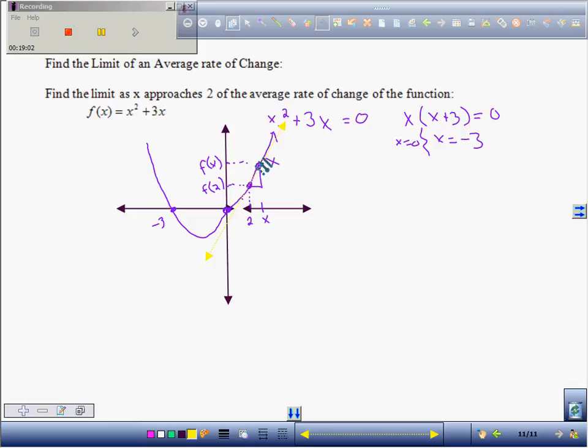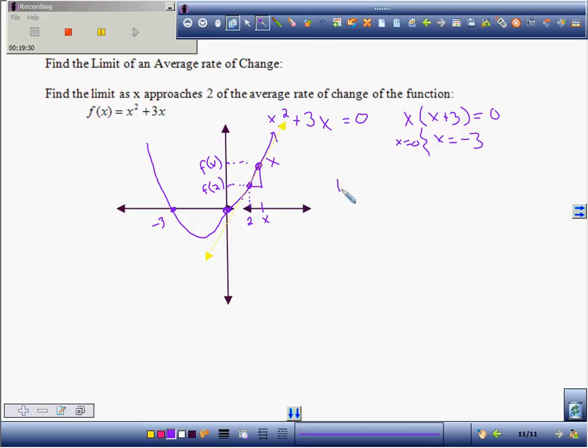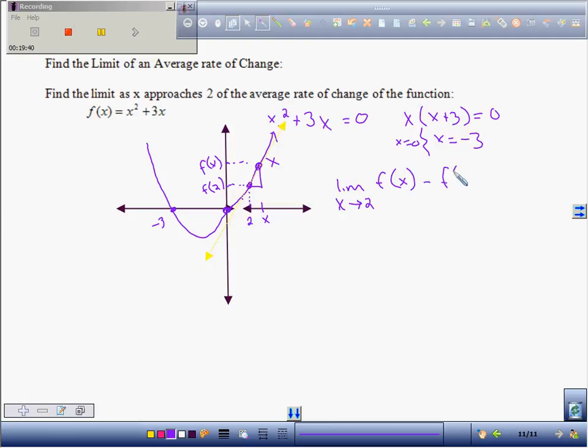Well, you're approximating the slope between these 2 points, but as this x gets closer and closer and closer to this point, I'm getting closer and closer to the exact rate of change at that point. You follow me? And the way you write that is you want the limit as x goes to 2 of f of x minus f of 2 over x minus 2.